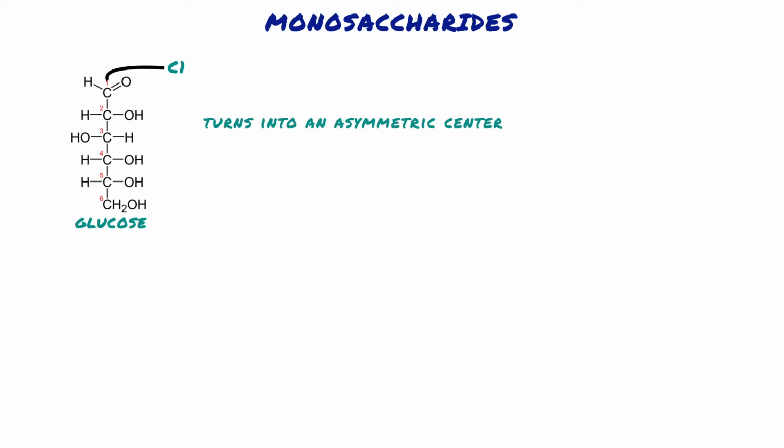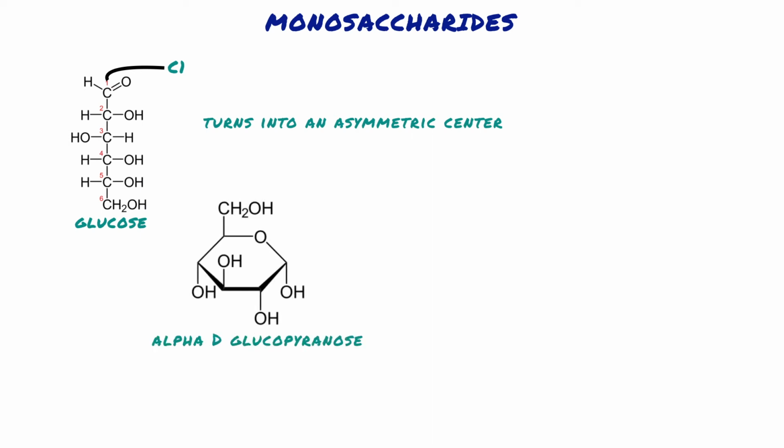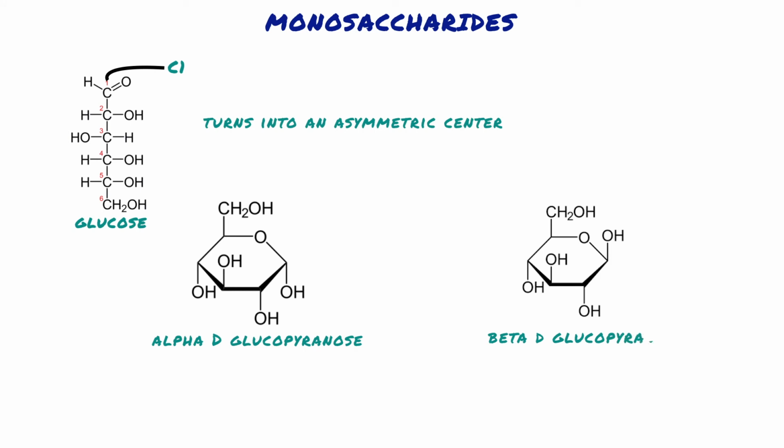Thus, 2 ring structures can be formed as alpha-D-glucopyranose or beta-D-glucopyranose. The designation alpha means that the hydroxyl group attached to the anomeric carbon is below the plane of the ring. Beta means that it is above the plane of the ring.